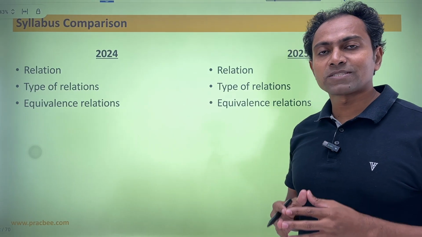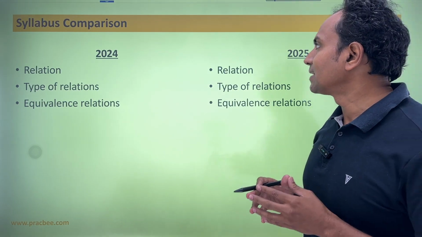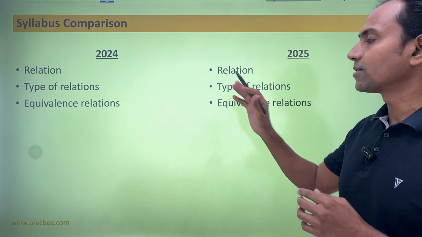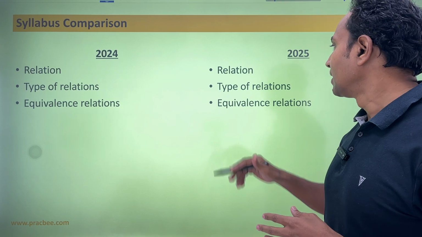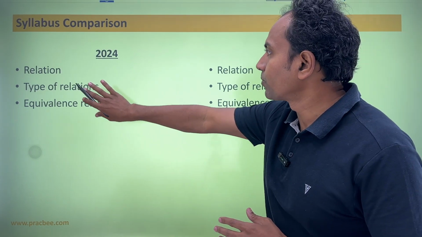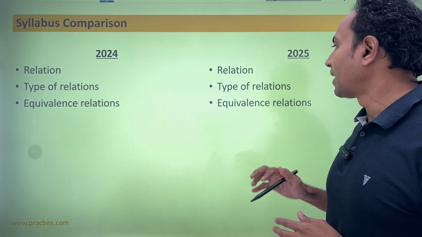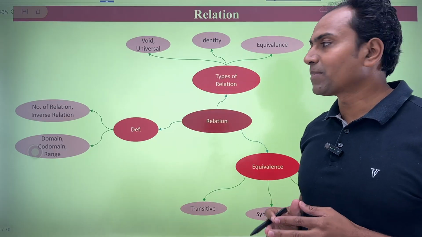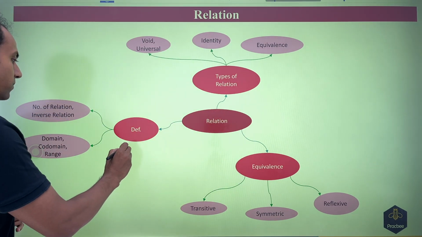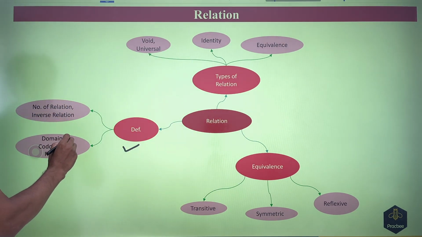Now, if you look into syllabus comparison, the syllabus only tells there are 3 points in the syllabus. The first one is nothing but the definition of relation, types of relation, and equivalence relation. Now, this has remained same from 23 to 25 and 24. If I go into the mind map of relation, you can see that the discussion starts with the definition, where we understand what is the domain, codomain, and range of a relation.